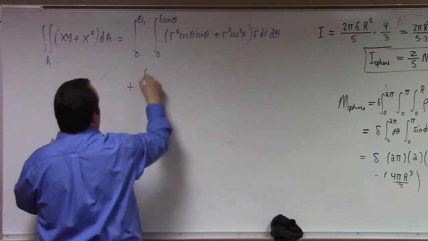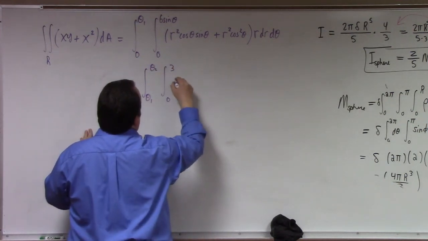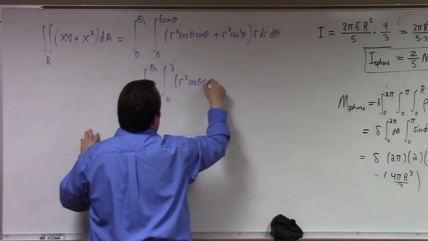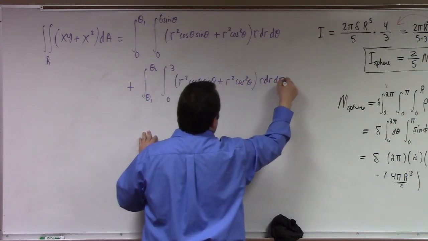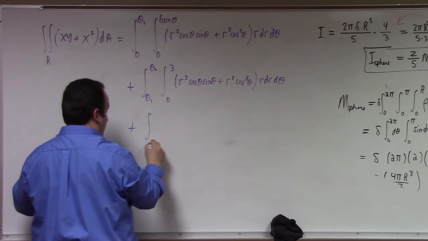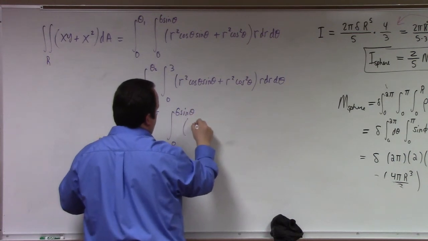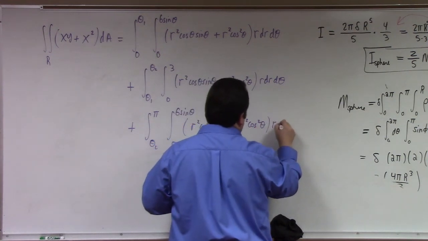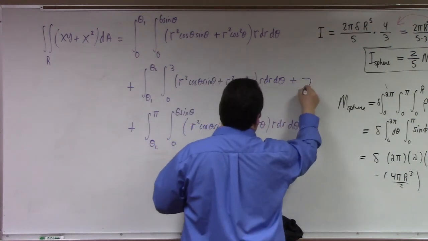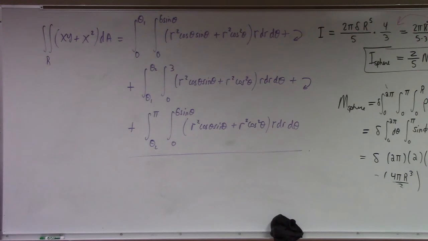Then I do plus the integral from θ1 to θ2, the integral from 0 to 3 of r² cos θ sin θ plus r² cos² θ, r dr dθ, plus the integral from θ2 to π, integral from 0 to 6 sin θ of r² cos θ sin θ plus r² cos² θ, r dr dθ. And that, folks, is how you'd actually have to calculate this.